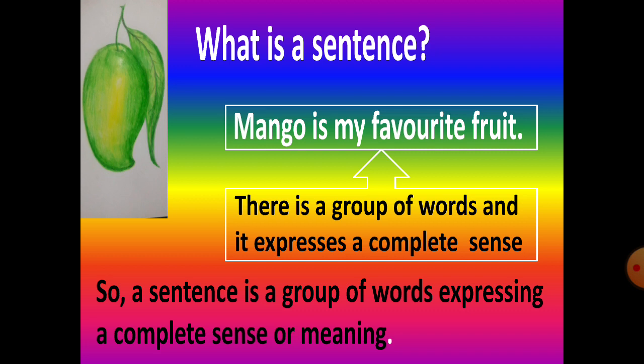"It is a beautiful" is also a group of words, but it does not express a complete sense or meaning. That's why the first example is not a sentence. Now, dear students, have you understood the definition of a sentence?